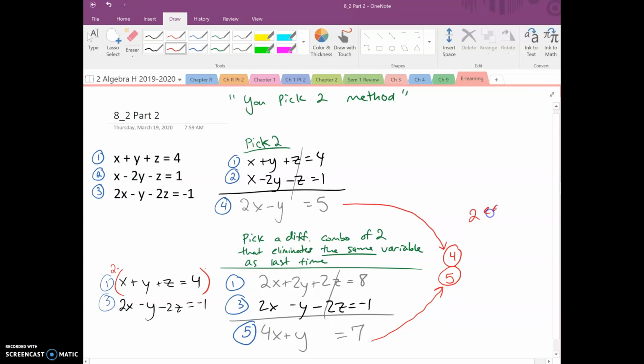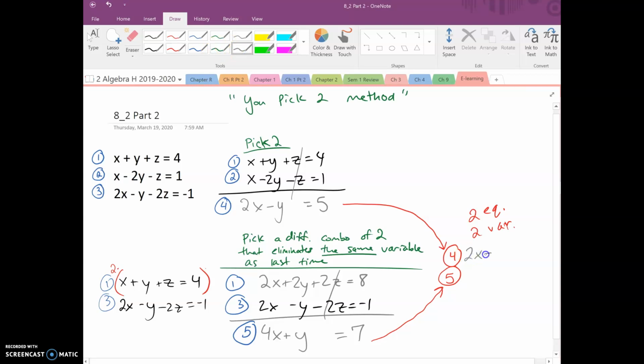that's 2 equations. And how many distinct variables do 4 and 5 have? Only 2 variables. They both only have x and y. Get it? So if you eliminate z twice, then you only have 2 with x and y. Now you don't have to eliminate z. You could have eliminated x and had 2 equations with y and z, but whatever. So we'll finish this off.